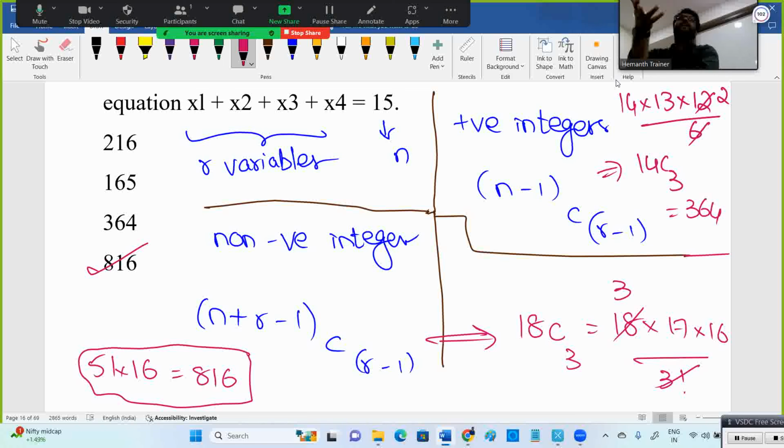In fact, maybe if I gave wrong regarding positive or non-negative, my intention is if zero involved, you will get more solutions. Zero not involved, you will get fewer solutions. Simple point is that. So zero involved or zero not involved. Okay, whole numbers, zero involved, more solutions. Natural number, zero not involved, fewer possibilities. N minus 1 C R minus 1 for natural. N plus R minus 1 C R minus 1 for whole numbers.